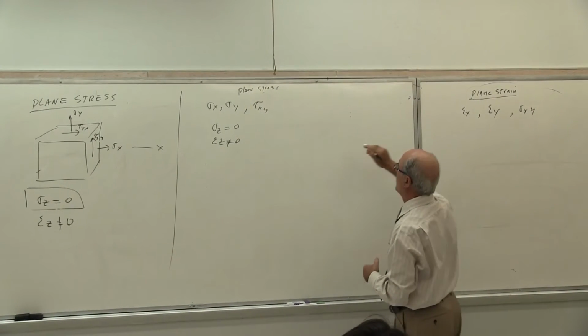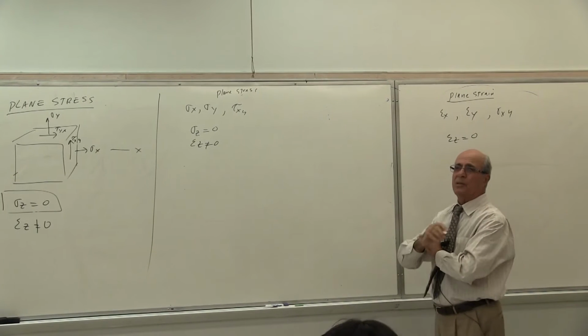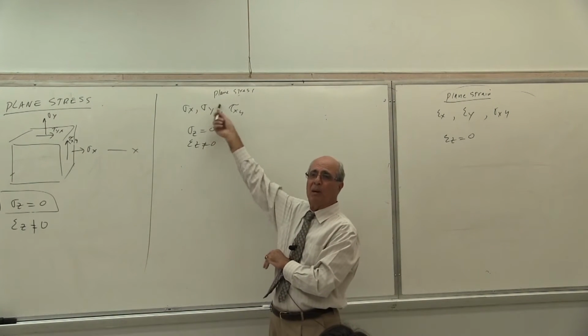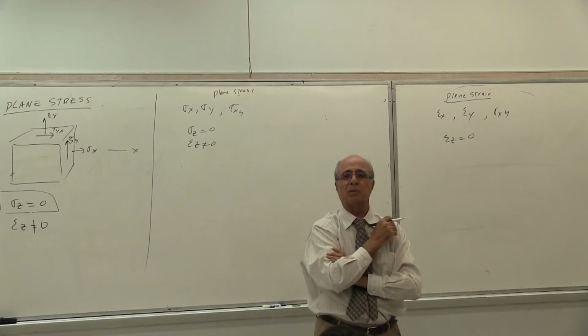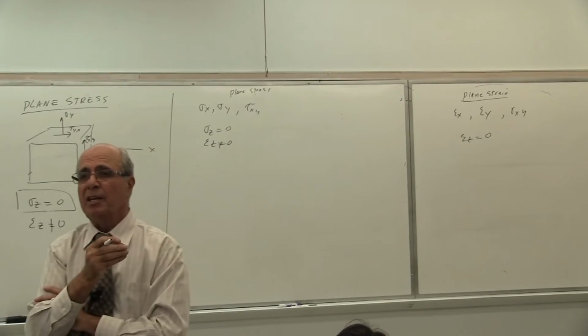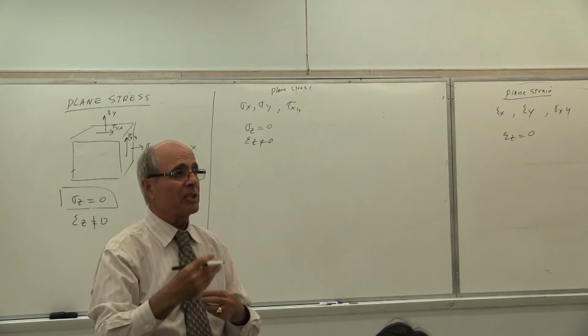Then I have to say what? Epsilon z equal to 0 in order to match this. Sigma becomes epsilon. Is that correct? How can I make epsilon z equal to 0? How can our object, which is under a stress or a strain in the x and y direction, you have seen that.